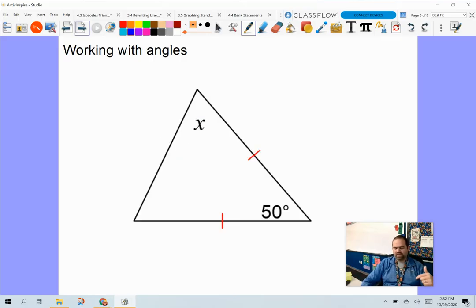All right, last question like this, and then we're moving on. I want to know what this angle is down here. This angle is the same as this angle. So I actually have two of these that I could label with an X. But the three of them have to add up to 180 degrees. So if I take that 50 degrees out, that leaves me 130 degrees that I have to split equally between those two angles. What does each one of those angles have to measure?